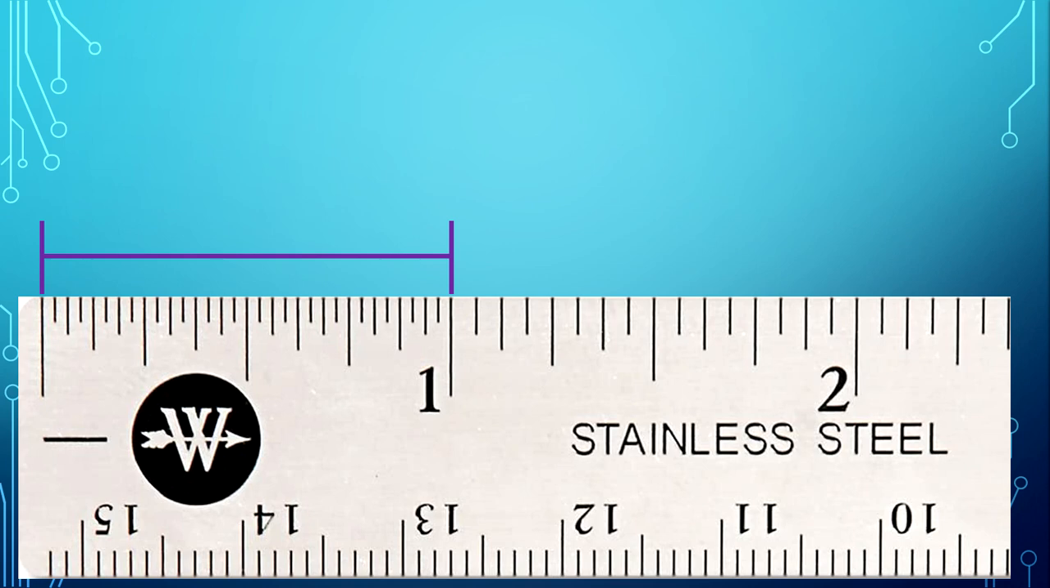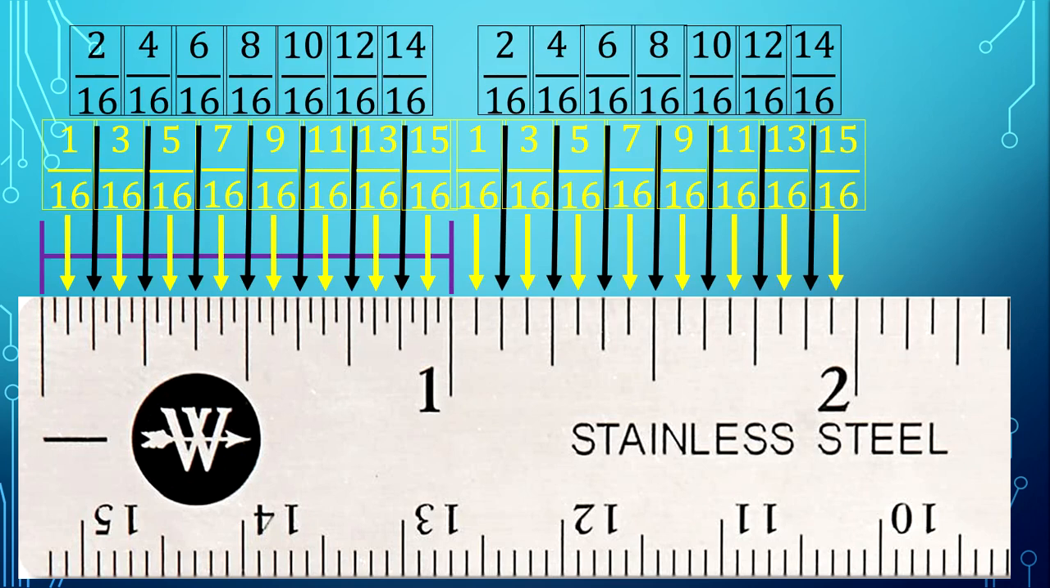All right, now let's look at the 16ths of an inch. All right, here I've marked all the 1/16ths of an inch. Counted 1, 2, 3, 4, 5, and so on. Now, if we look at the fractions in yellow, all of those have an odd numerator and an even denominator. That means they're reduced as far as they can go. We can't reduce those fractions anymore.